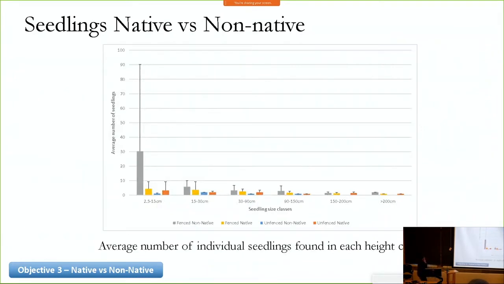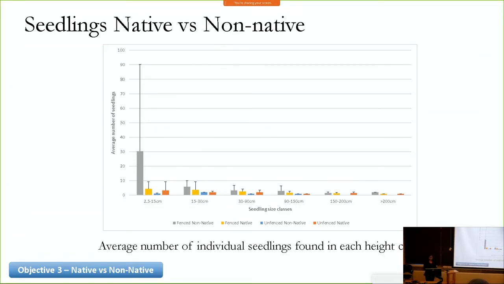Next, I did the same type of native to non-native comparison for the seedling layer, and I did them based on the seedling size classes. And overall, you can see that the fenced has this really, really large number of non-native species with this really long error bar, which when I looked into it more closely, what's happening is there was one fence plot with crazy high numbers of buckthorn seedlings. There were like 200 seedlings in a 1 by 1 meter subplot. And that was just an anomaly.